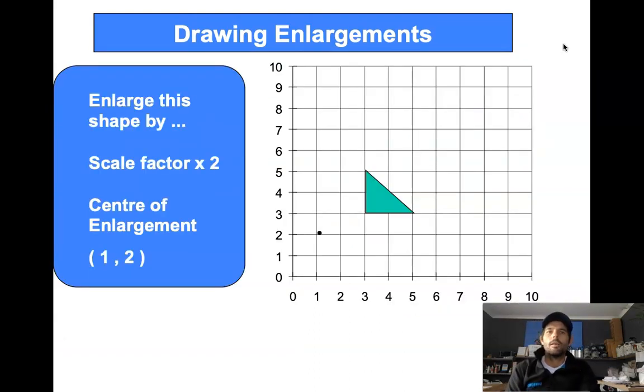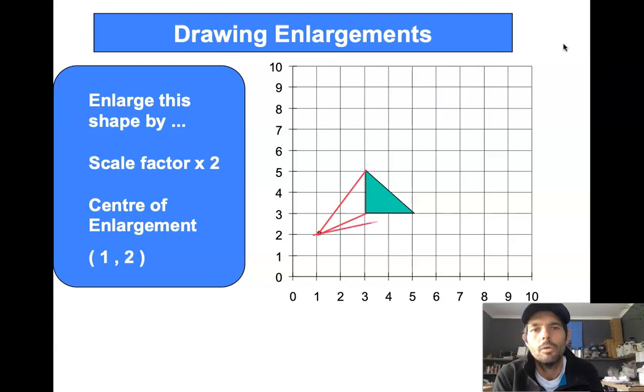Okay, so here they want you to enlarge the shape by a scale factor of 2, and notice here that we are not enlarging from the origin. So the center of enlargement has changed to 1 on the x and 2 on the y. And let's see how this differs.